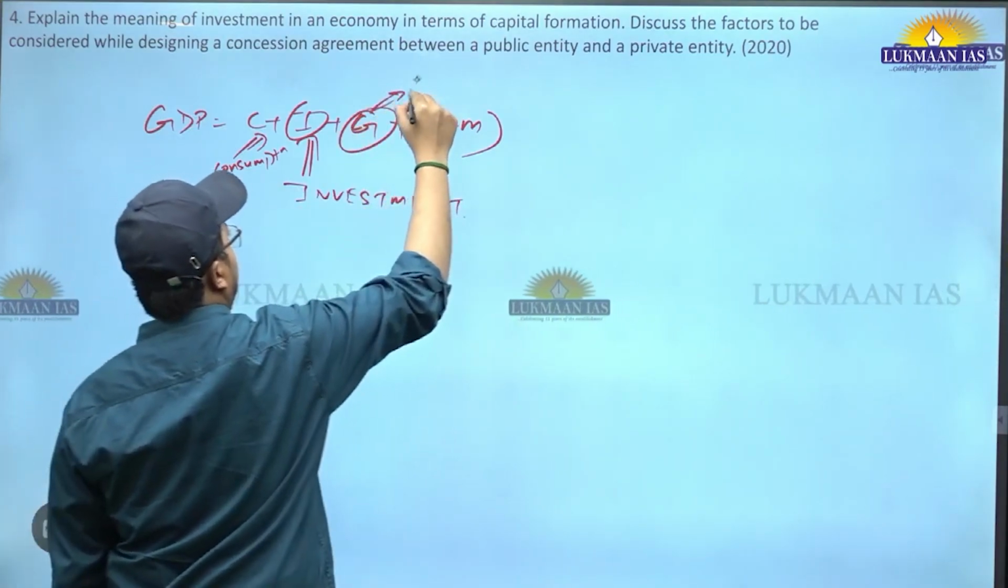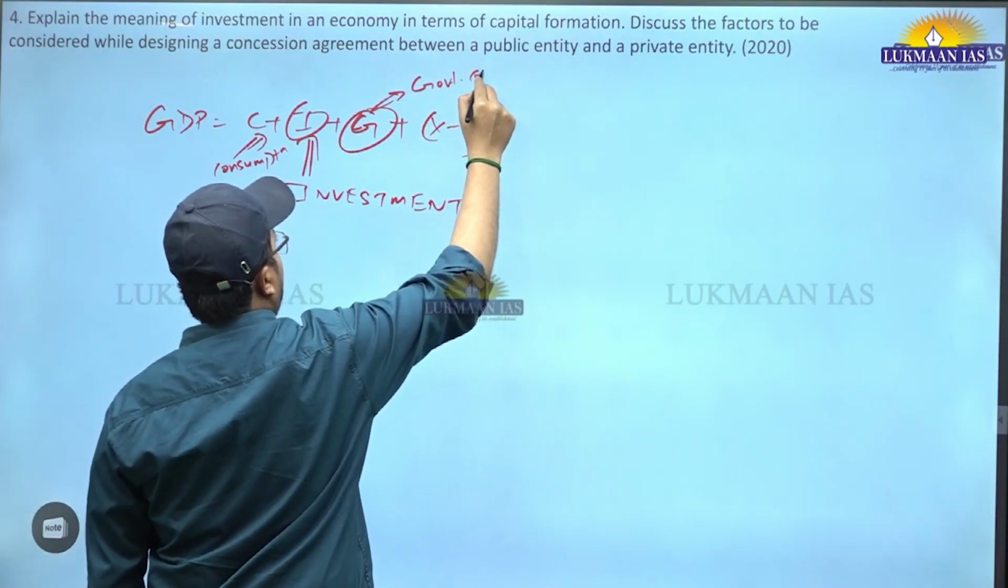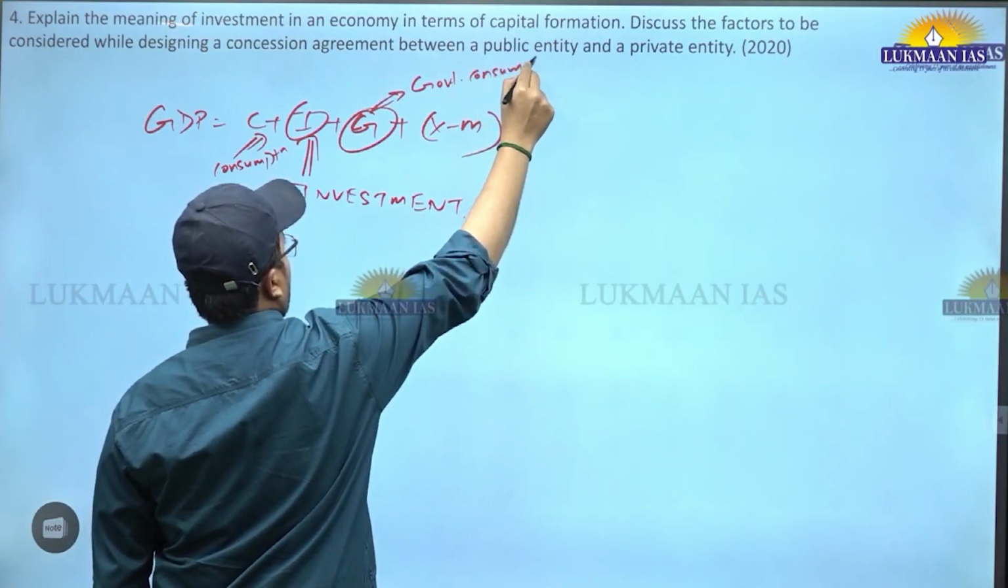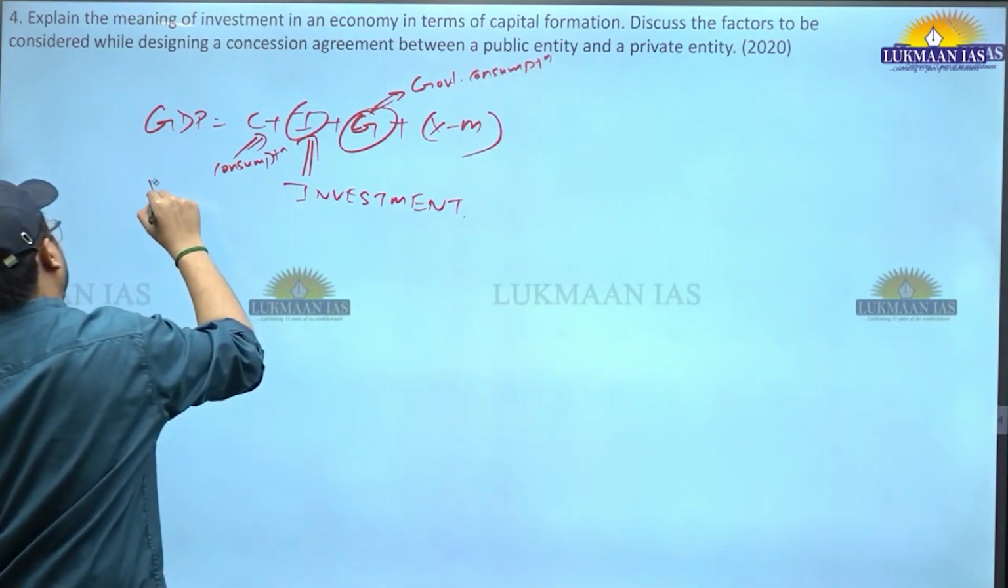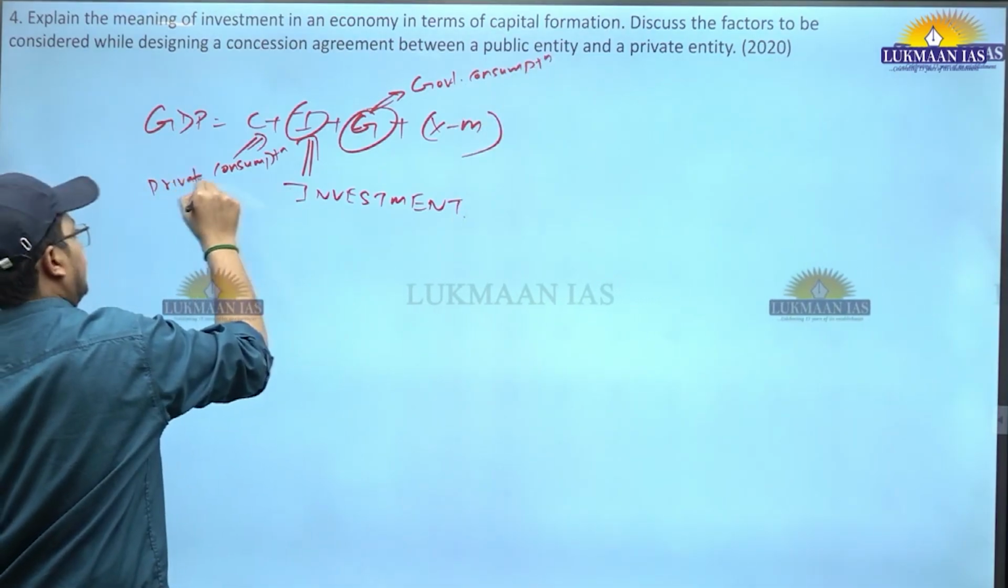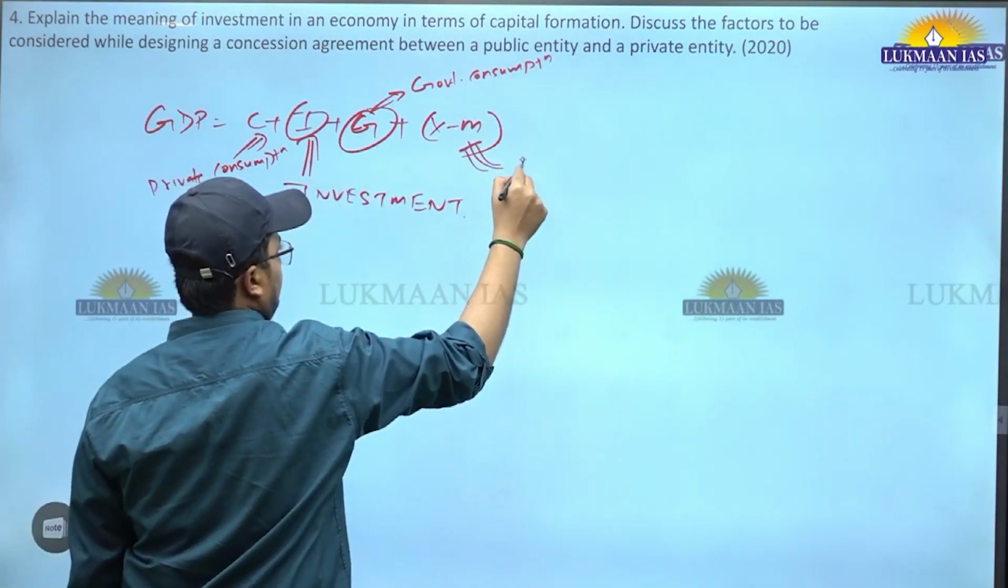G is government consumption. This is private consumption. And this is net exports.